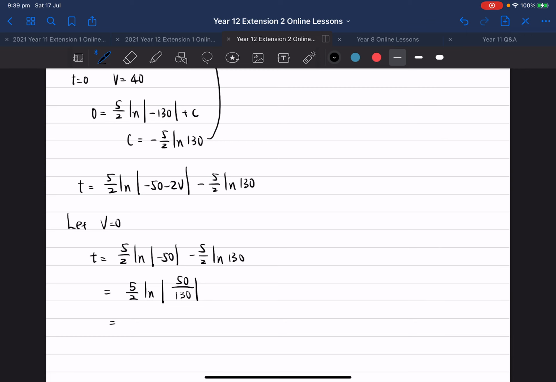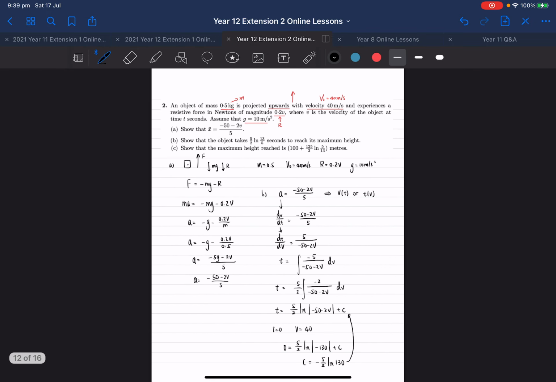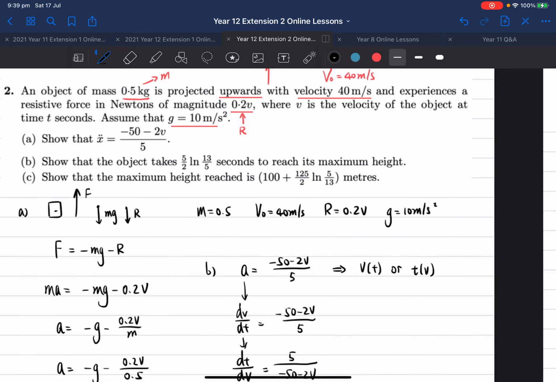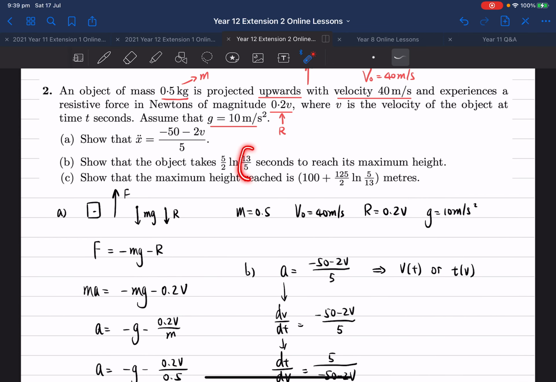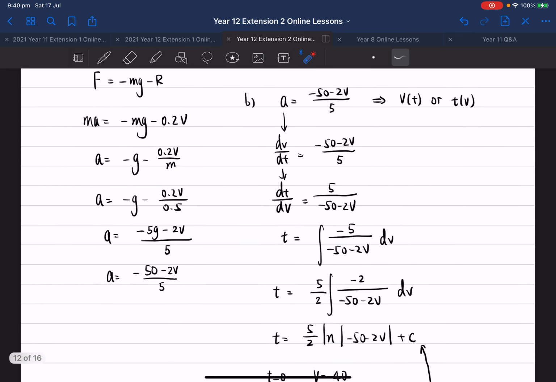Okay. Right, so 50 over 130, let's see what the answer equals. 50 over 130 is 5 over 13, so that is 5 over 2 ln(5 over 13). Okay, that is the time. I hope that's the right one. Let's see. Oh, it's not. It's 13 over 5 instead of 5 over 13. So I made some mistake somewhere. Let's see, where did I make the mistake?